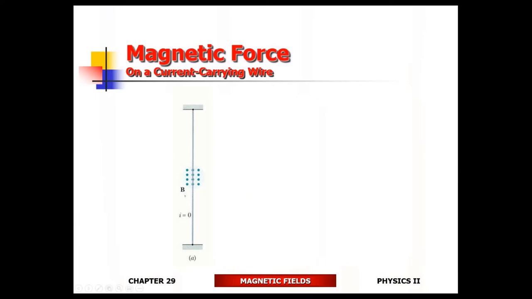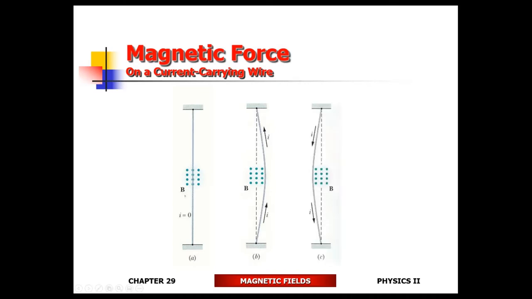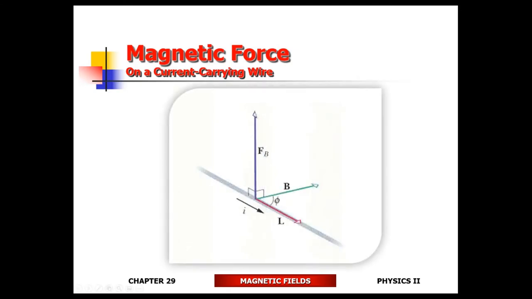All right, so B represents the magnetic field. Looking at the dots, that's indicative that the magnetic field is pointing out of the page, out of the screen in your case. There's no current, nothing is happening to the wire. When there's current in the upward direction, the wire gets deflected to the right. When the current is in the downward direction, the wire gets deflected to the left. So the question becomes, what's causing the deflection? The answer is obviously magnetic force. So how does the current experience a magnetic force becomes the question.